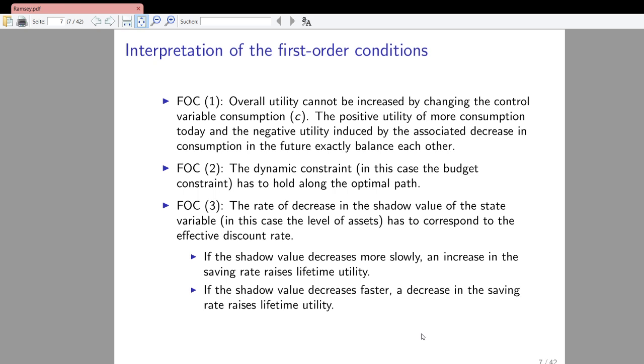Now, only for the saving rate at which the decrease in the co-state variable, so in the shadow value of assets, is the same as the effective discount rate, I cannot increase my lifetime utility by reallocating assets over time.